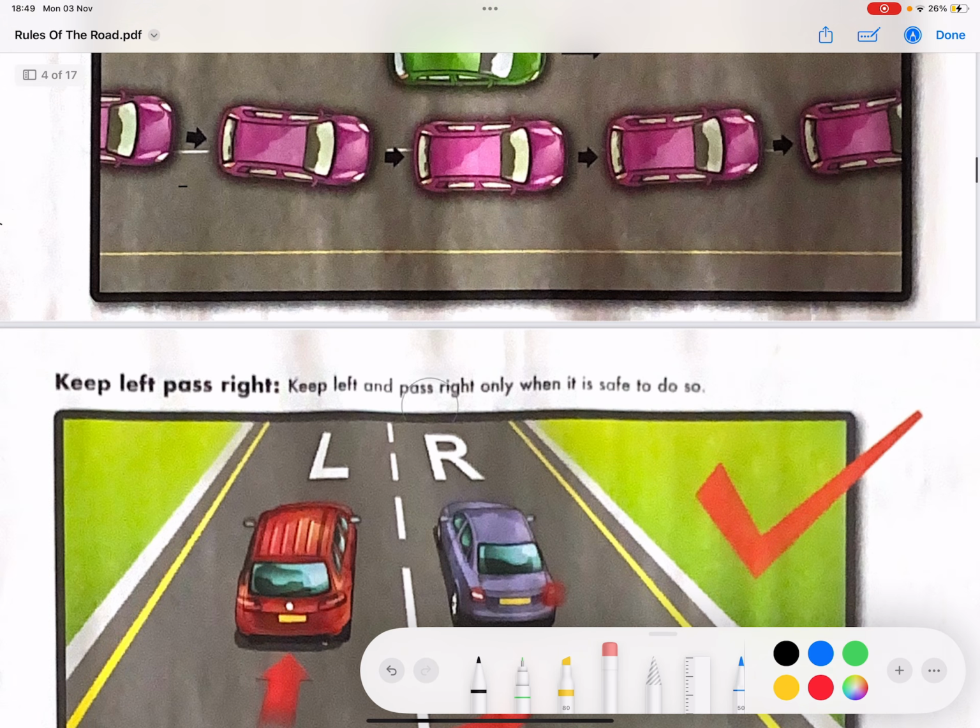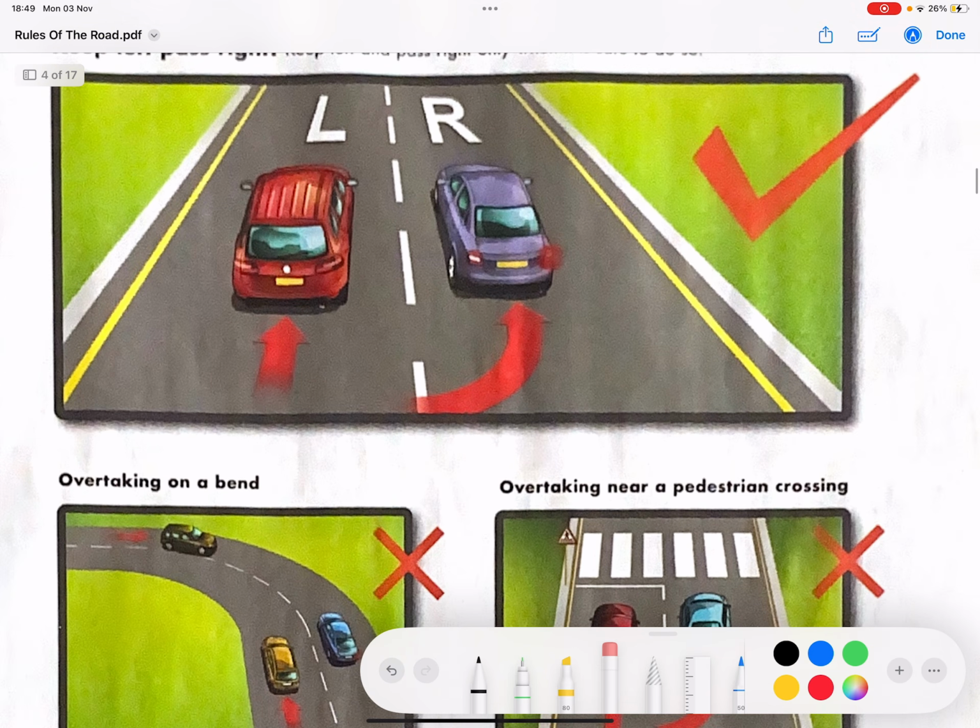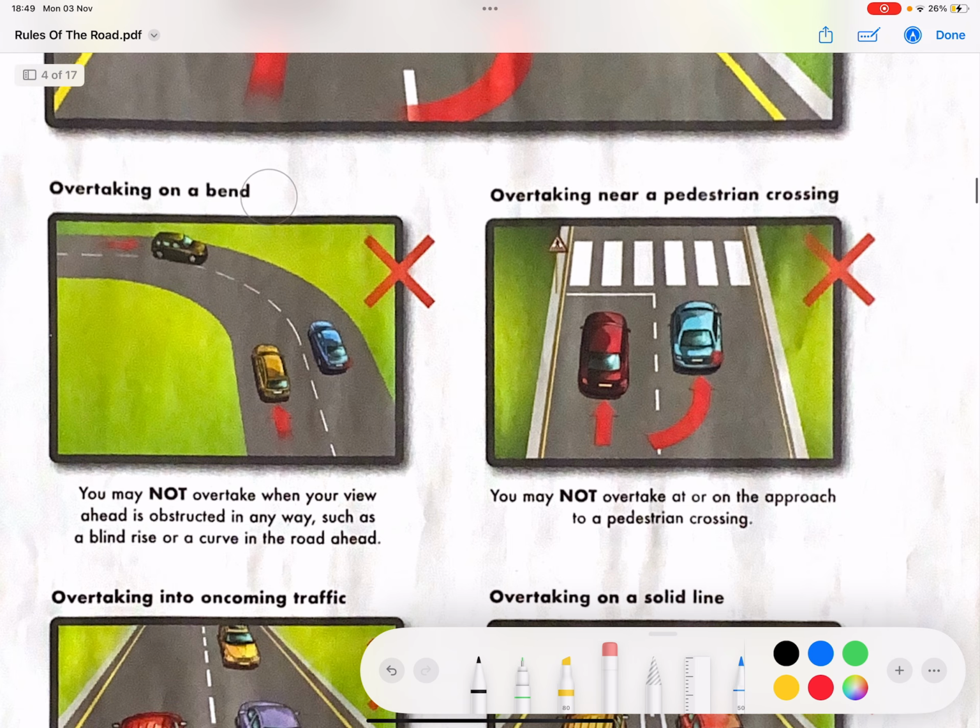Okay, so here are the rules. To overtake on the right is the right thing to do. Overtaking on a bend is not allowed. Overtaking near a pedestrian crossing is not allowed; you may not overtake a vehicle that is stopped at a pedestrian crossing.